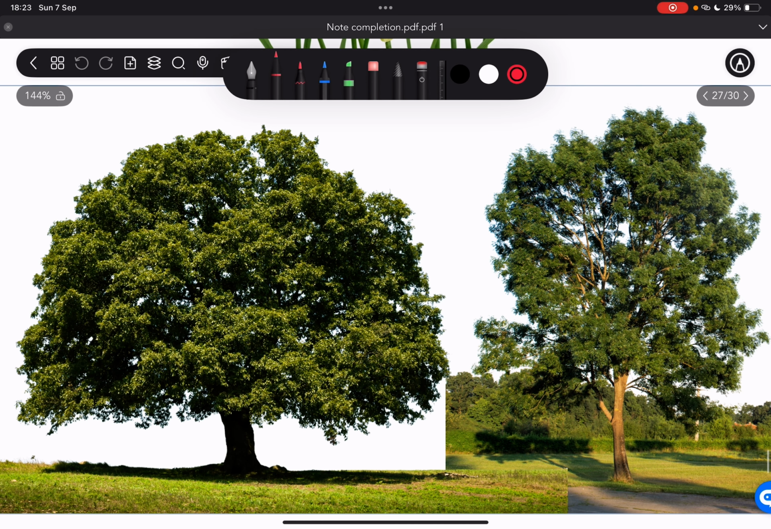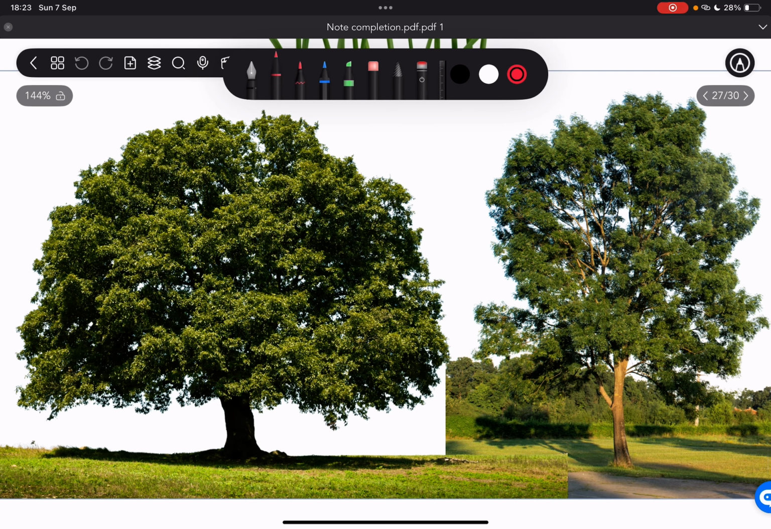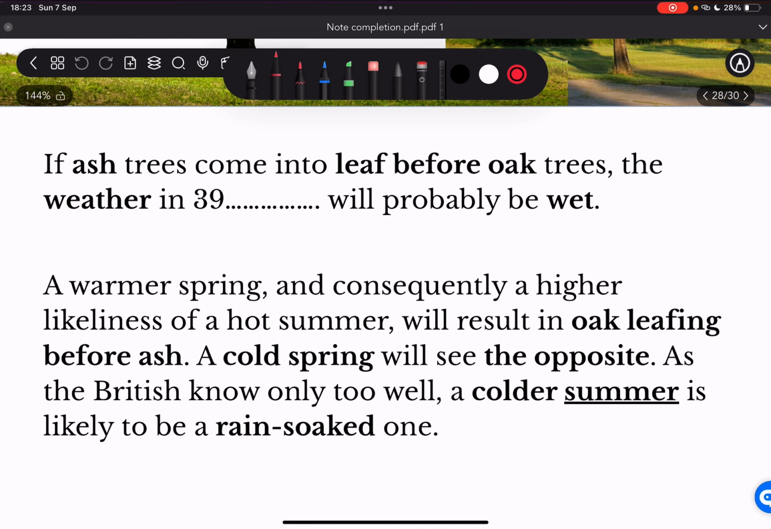As you can see in this instruction, we can write warm weather or warm winter weather. And here I just put 2 pictures of 2 trees, which come in our next question. The first one is an ash tree, the second one is an oak. Oh wait, the first one is an oak, the second one is an ash tree. So we got here the question, if ash trees come into leaf before oak trees, the weather will probably be wet. In the text we see oak leafing before ash. And that's exactly the opposite of what we read in the question, ash leaf before oak, but here it says oak leafing before ash. But then in the next sentence it says we see the opposite in a cold spring.